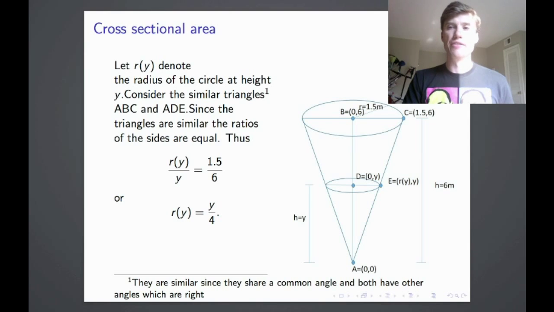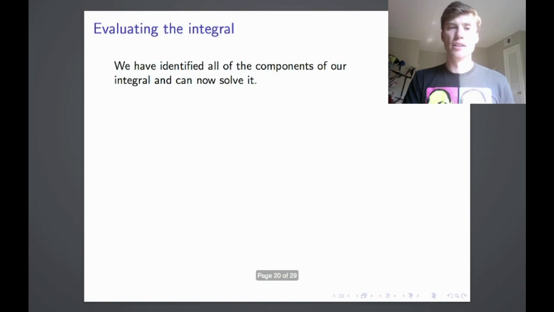As the area of a circle is pi r squared, our area of our cross-section is given by the formula pi y squared over 16. Thus we have identified all of the components of our integral. We can plug these in and solve for the work.